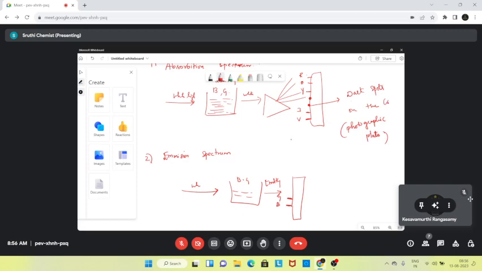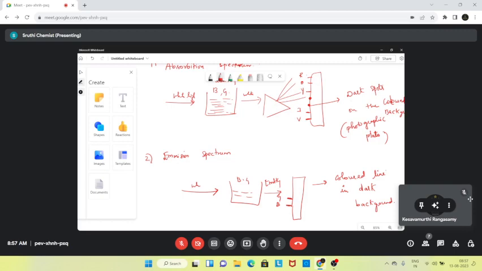Okay, so here you have dark spots on the colored background, either on the photographic plate or on the colored background. The background is already colored, but as the solution is absorbing some spots, that spot is very dark in the absorption spectrum. But in the emission spectrum, what will happen? Here, colored lines in a dark background. So this is for the emission spectrum.